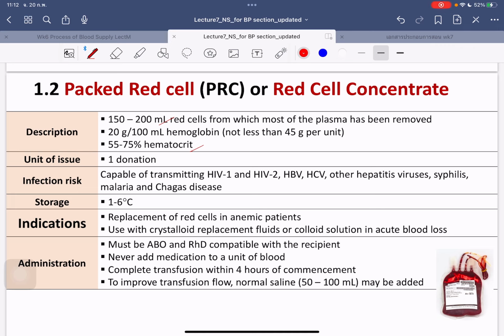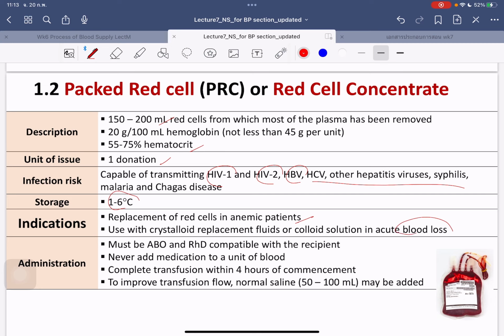One unit of issue is one donation. The same infections are tested for in every blood component. That is HIV, HCV, HBV, syphilis, malaria, and Chagas disease. So I recommend you remember all of those.